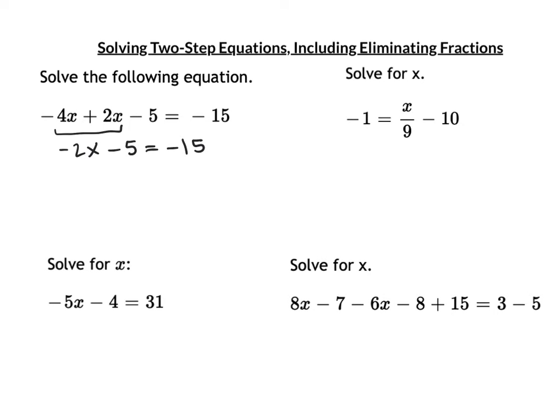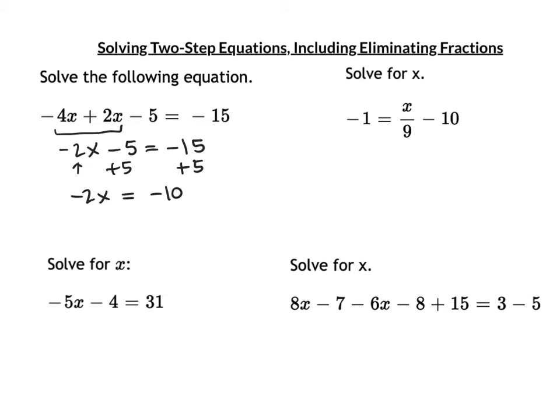The coefficient is last. That's the negative 2. It's the last thing we get rid of. The number in front of the variable is always the last thing we get rid of. So we're usually dividing at the very end. So to get rid of this minus 5, we'll add a 5 to both sides. Get the variable by itself. Negative 2x equals negative 10.